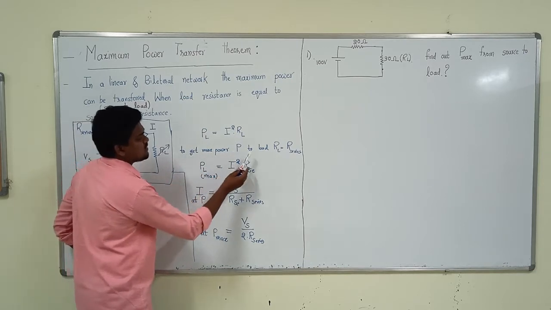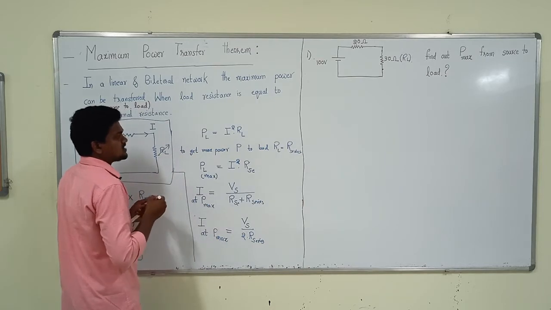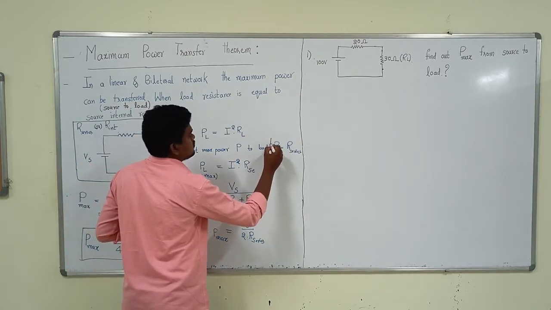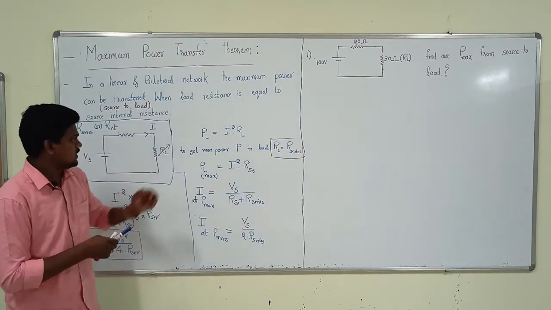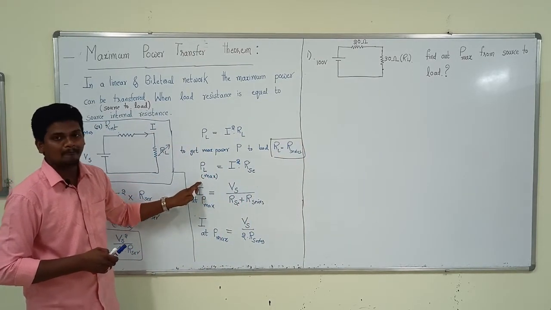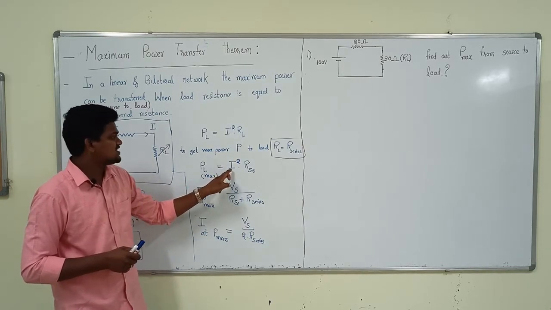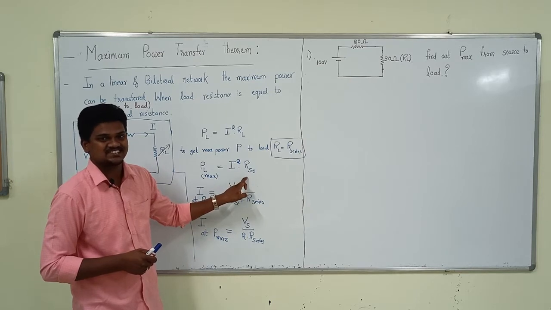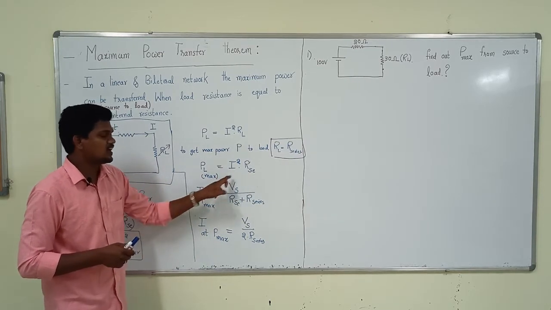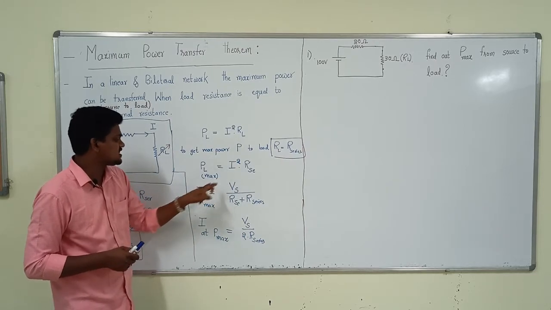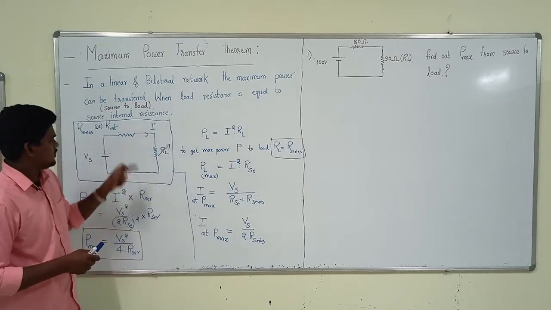To get the maximum power, the load resistance must equal the source resistance. Just replace the load resistance with the source resistance. Now PL becomes PL max, the maximum load power, that means I square into R series, the internal resistance. Then what is the current value? The current value will also change.